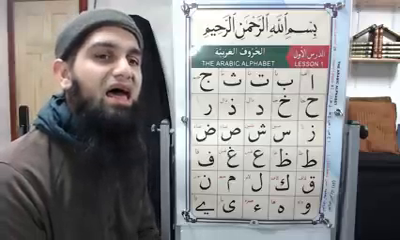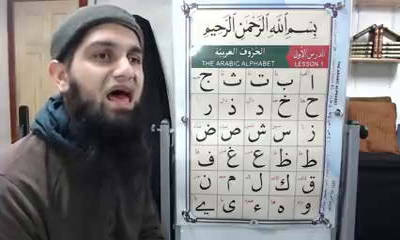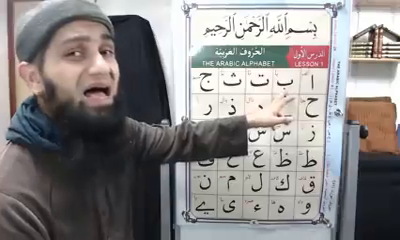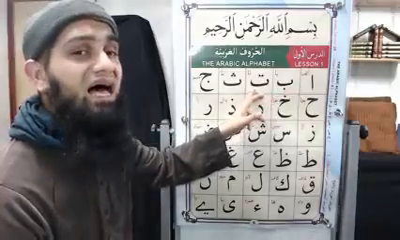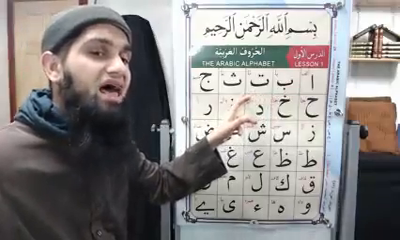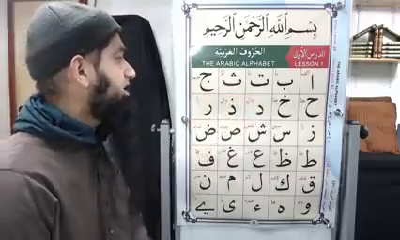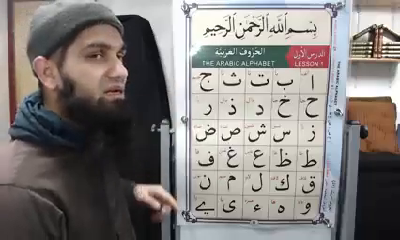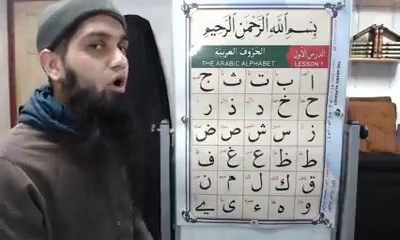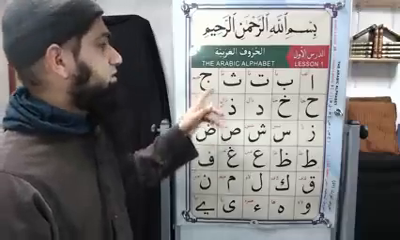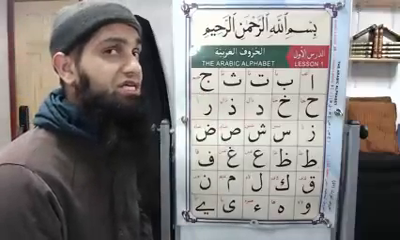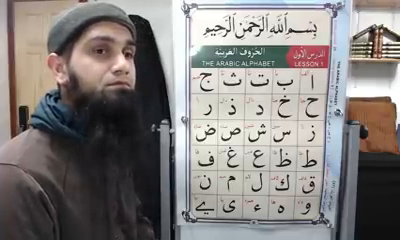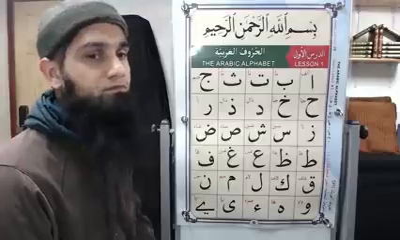Tha. Alif, ba, ta, tha. Next letter. This letter has the ya in the middle, making the e long sound. Let's pronounce it. Jeem, jeem, jeem.